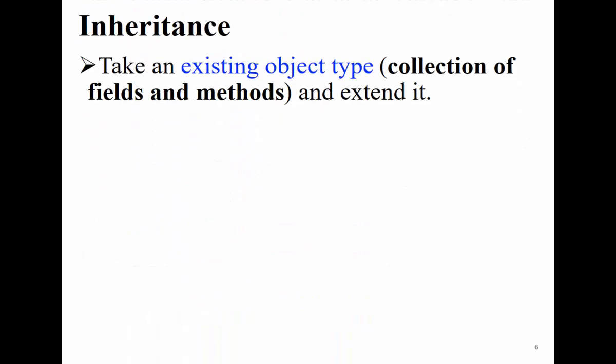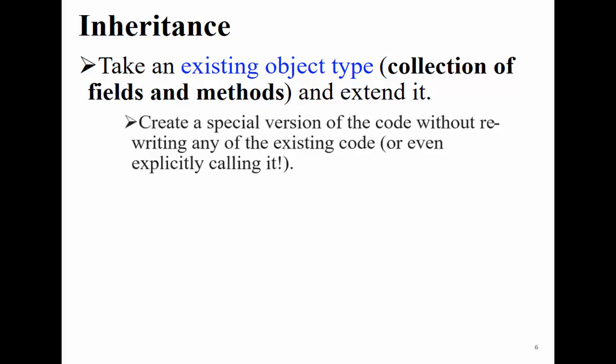Inheritance, in very simple words, is that you already create an object that represents a collection of fields and methods. So the fields are the attributes of that object, and methods are the behavior of that object. Now you try to extend that object. You created it, you want to extend it. You don't need to duplicate the code again. So you extend the existing object.